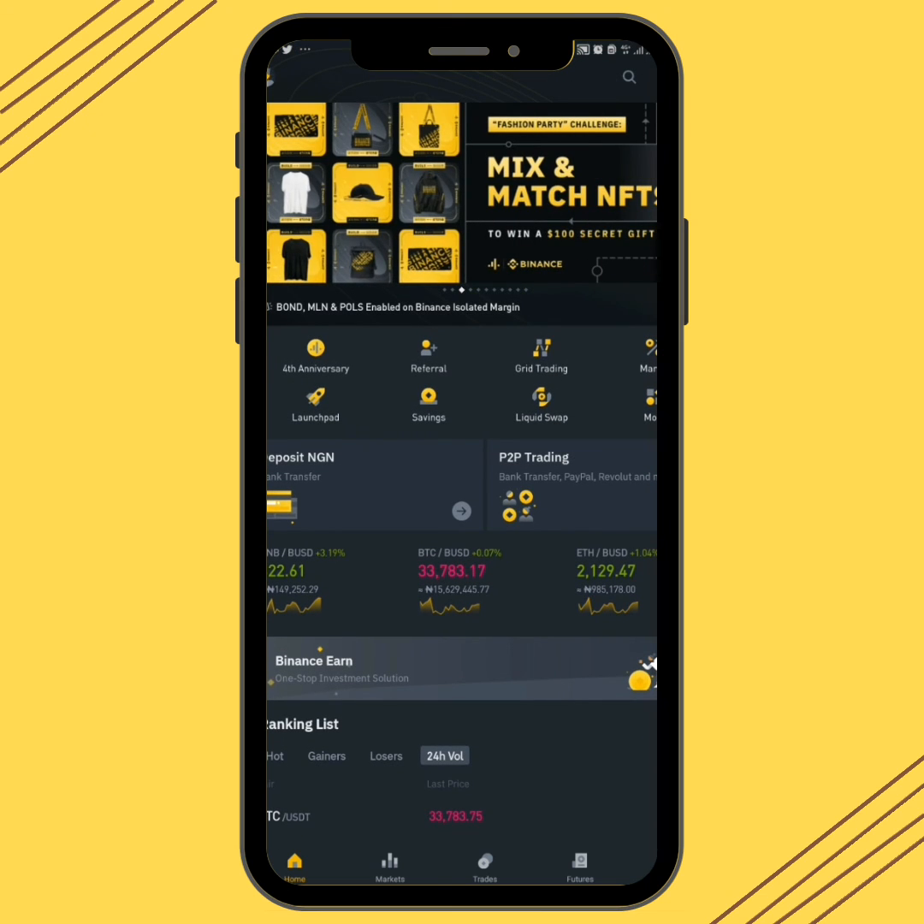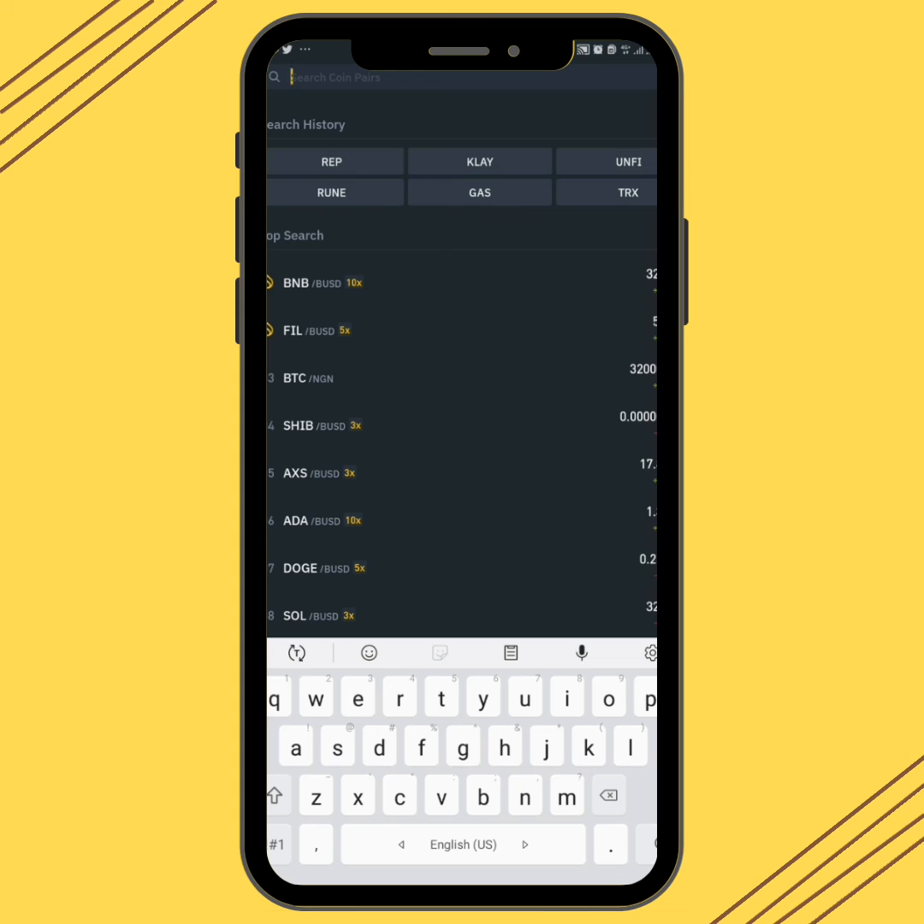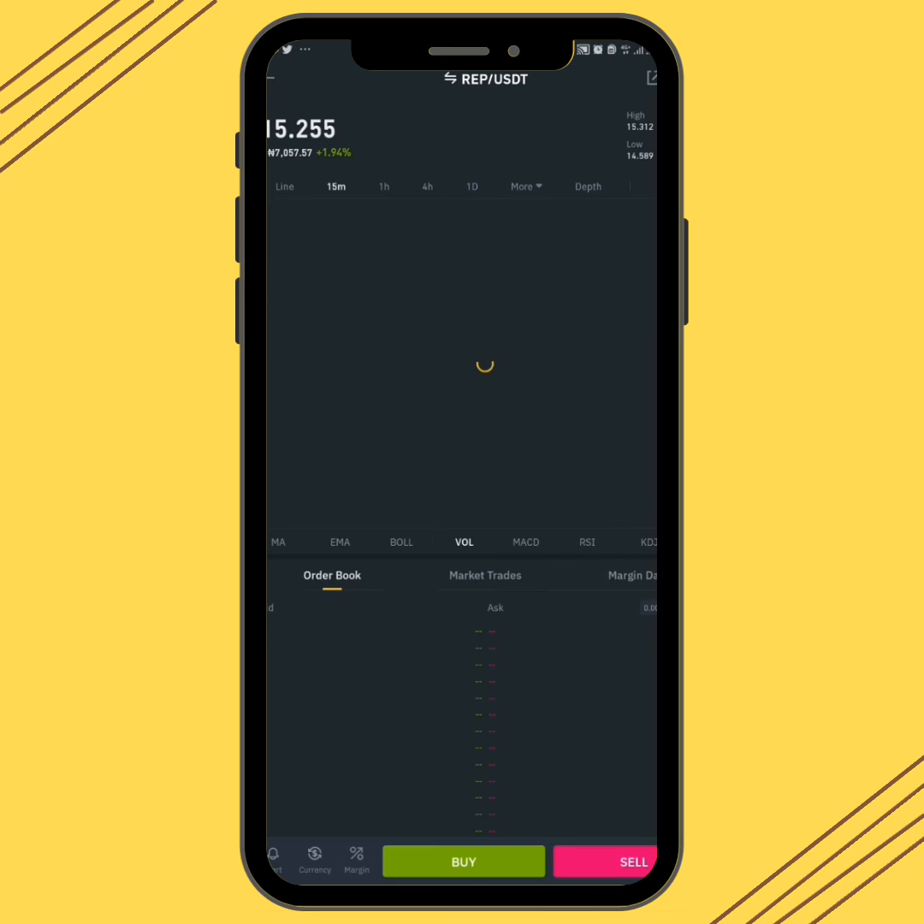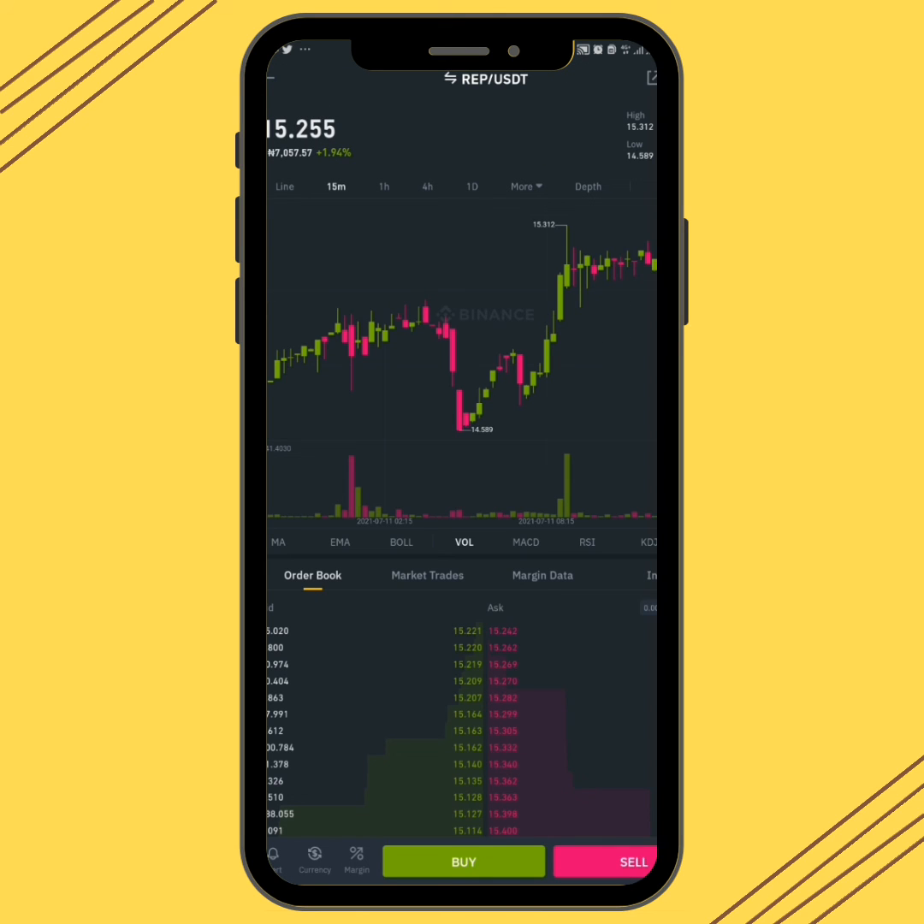Then in case you want to look for coins, you can click on the search button and type the coins you want to collect. So imagine you want to look for REP/USDT. So click on REP/USDT, you see REP/USDT. Now this coin is one of the coins that you will hold if you want to do long-term trading on any coin. This is one of the coins I encourage you to buy, REP/USDT, and hold it for as long as possible.